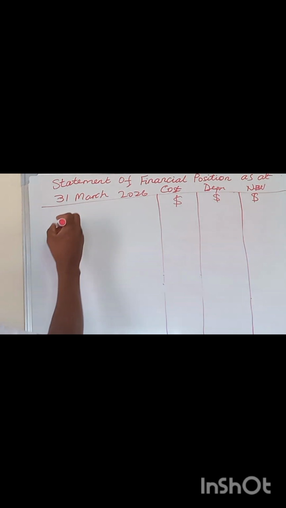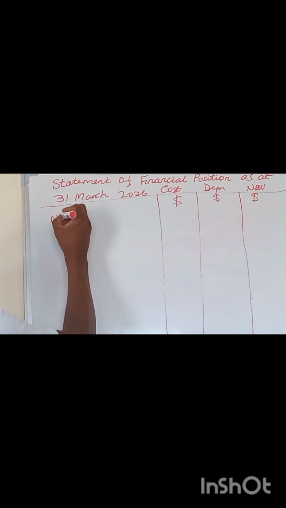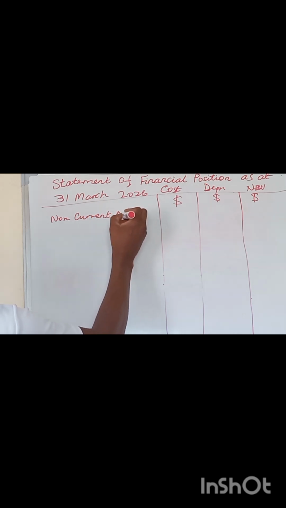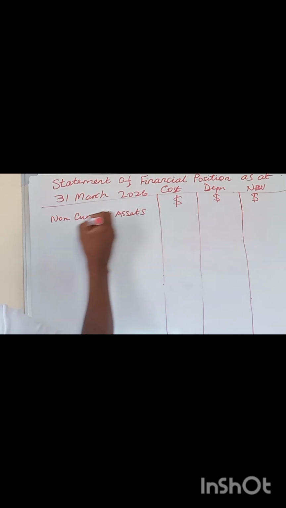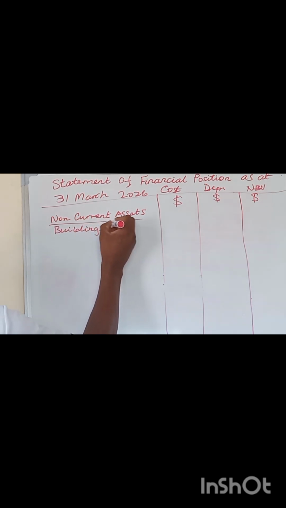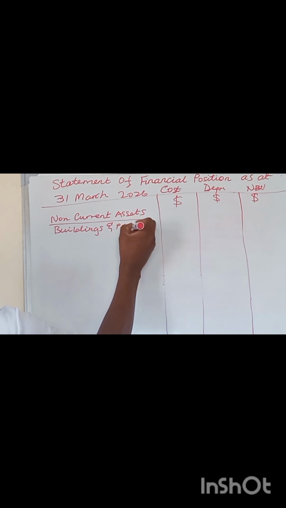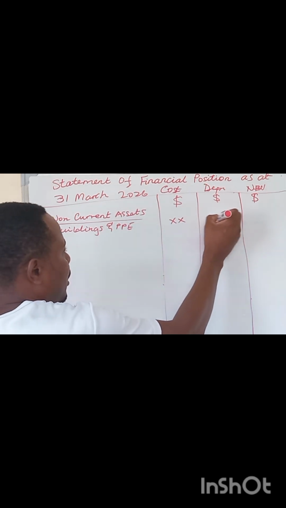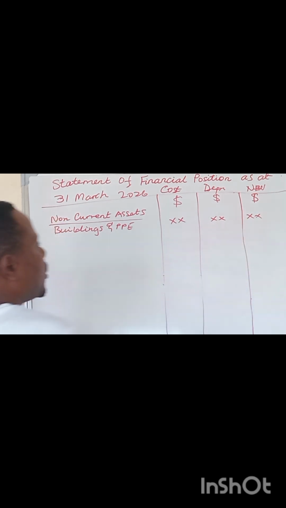So at first we've got our non-current assets, formerly known as fixed assets. These include buildings, machinery, land. They fall under non-current assets. So here I'm just going to put one example of buildings and PPE, property, plant and equipment. These ones have the amount, the depreciation, and the net book value.